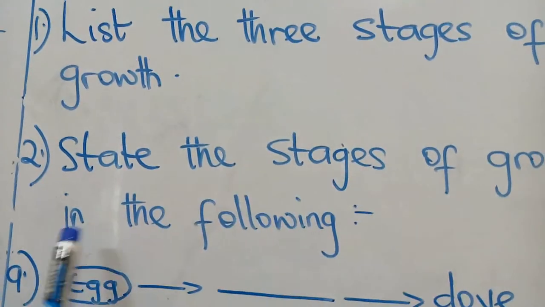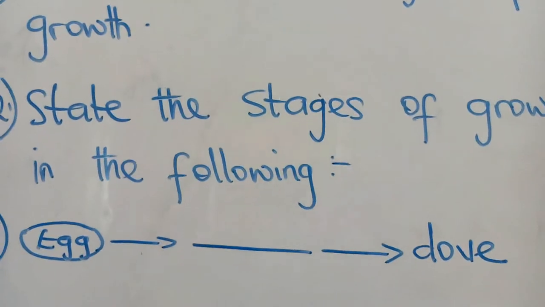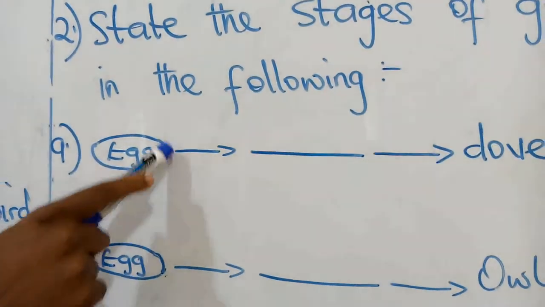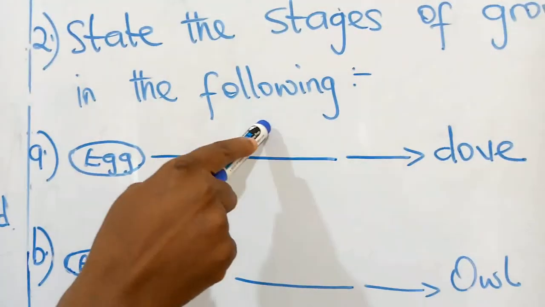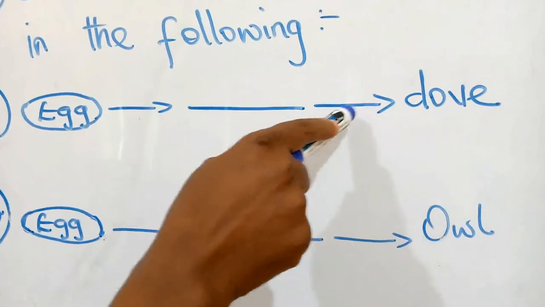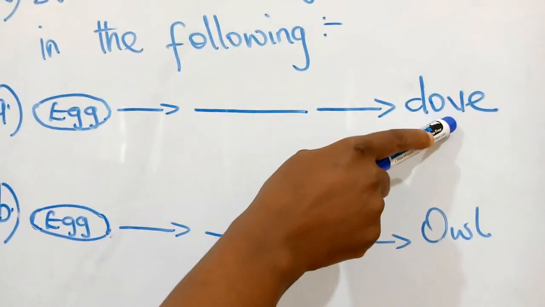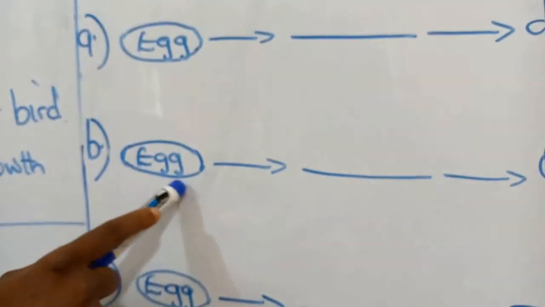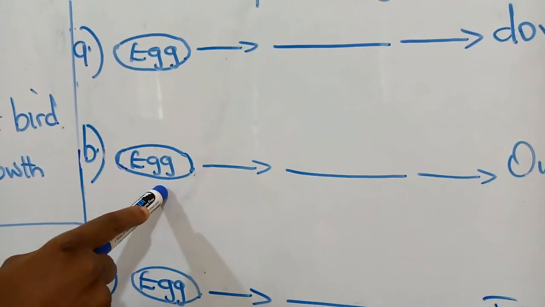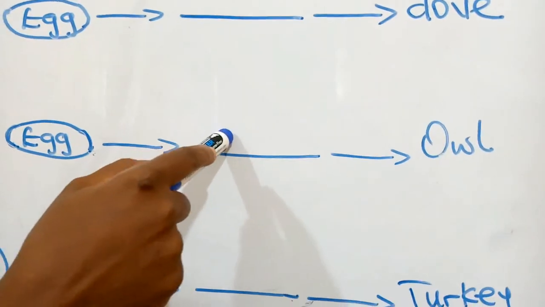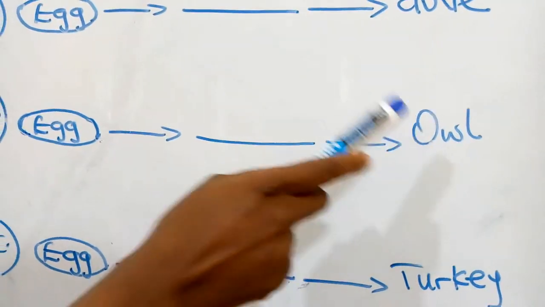Number two, state the stages of growth in the following. A. Now you can see the egg there. Egg. The young bird here will be what? Then this is the dove. B. You have the egg there. The egg will hatch into what here? You put it here. Then this is the owl.